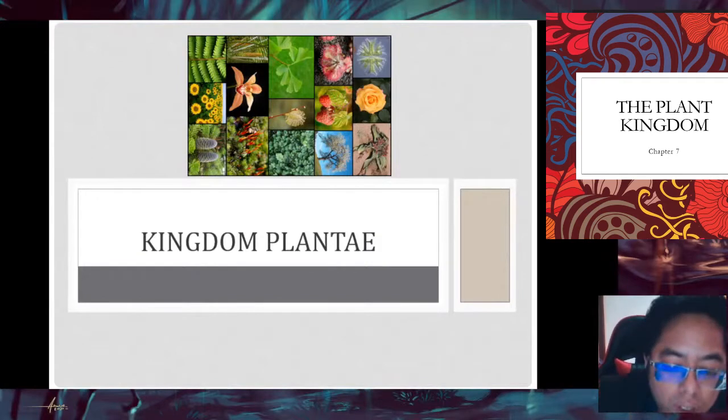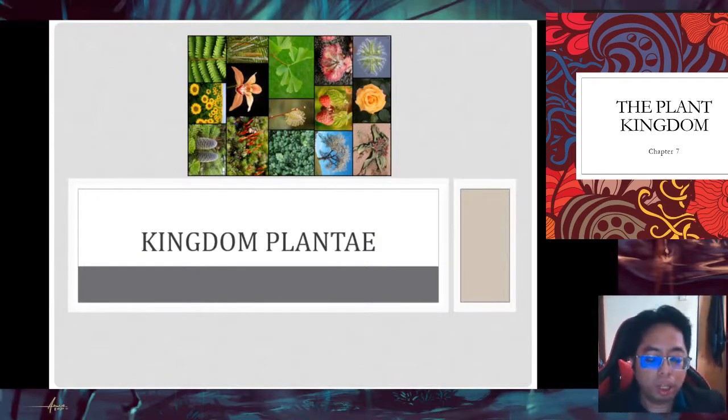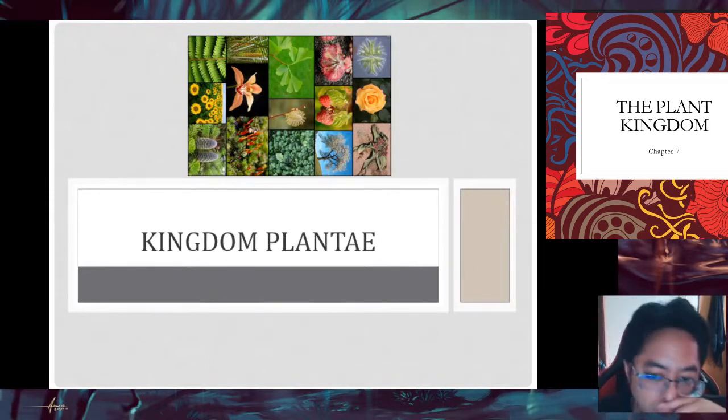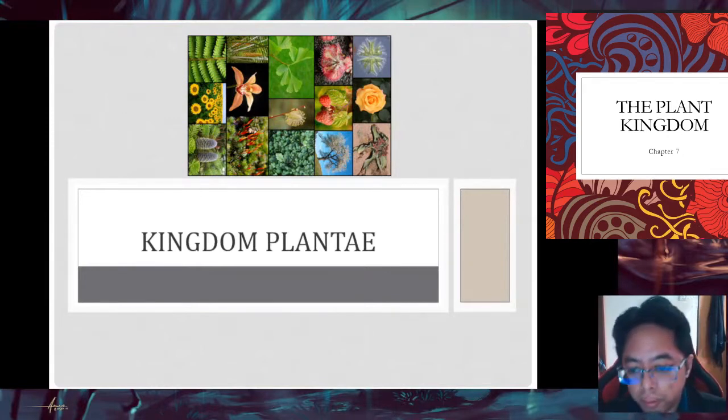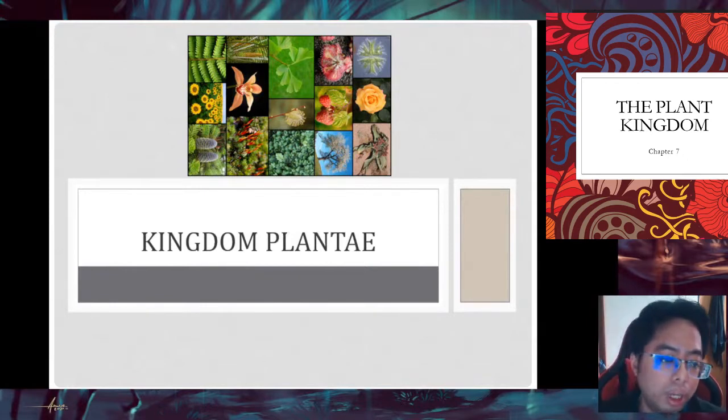Okay, so today we'll be continuing yet another part of chapter 7, because the chapter is quite long. In this one we learn about plants. Before this we learned about algae, and one of the algae is called the green algae. They are called green because they have chloroplast in them.